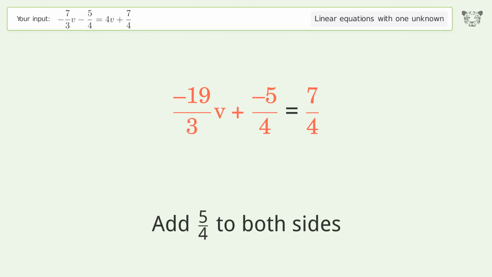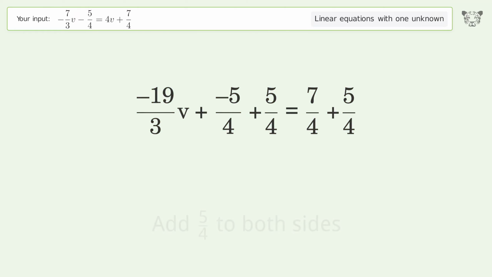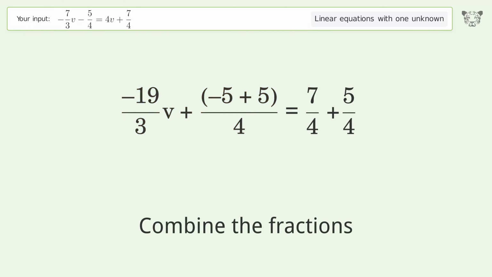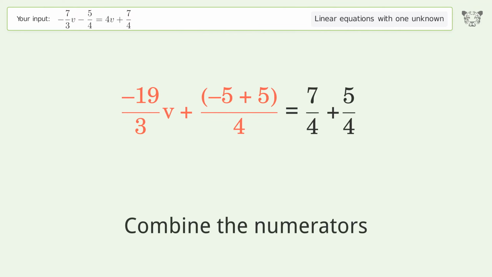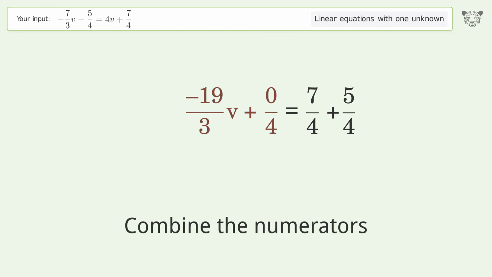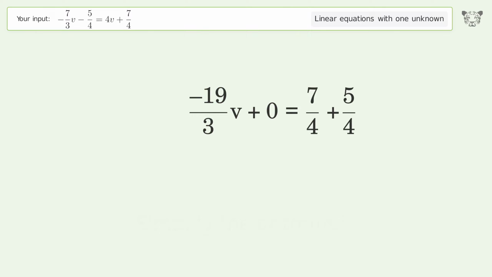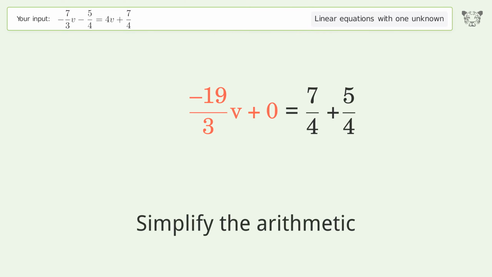Add 5/4 to both sides. Combine the fractions. Combine the numerators. Reduce the zero numerator. Simplify the arithmetic.